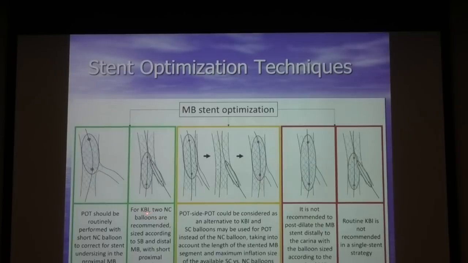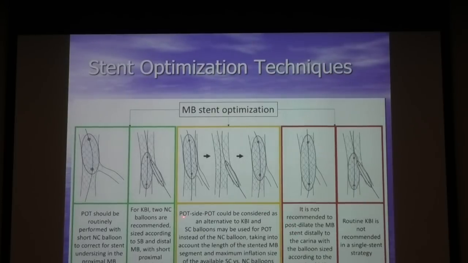For kissing balloon intervention, two non-compliant balloons are recommended, sized according to the side branch. Simultaneous kissing balloon inflation, which you size to the LAD and the circumflex, and you use simultaneous balloon inflation. And double inflation is better than single inflation. After the first kissing balloon, you rest the patient and you do another kissing balloon. This data is better than just doing a single simultaneous kissing balloon inflation. After you do your simultaneous kissing balloon, you go back and do the POT, proximal optimization technique. These are routine steps that we use in left main intervention.